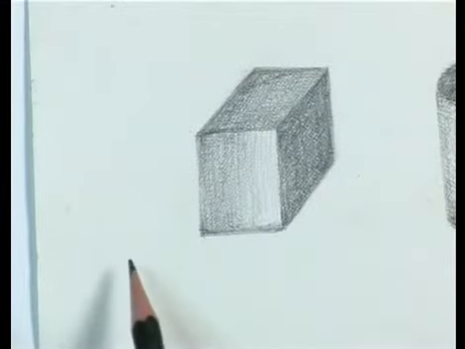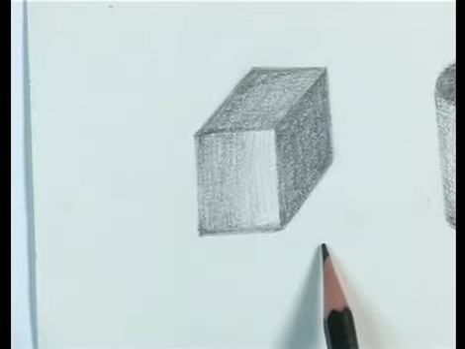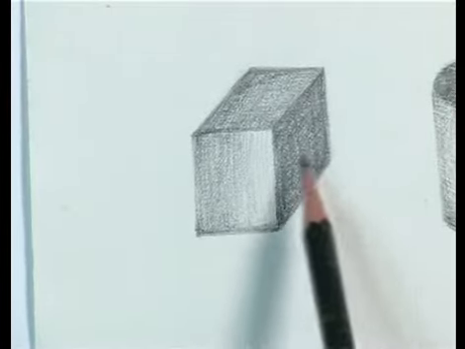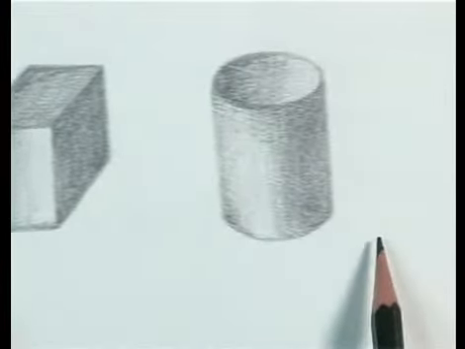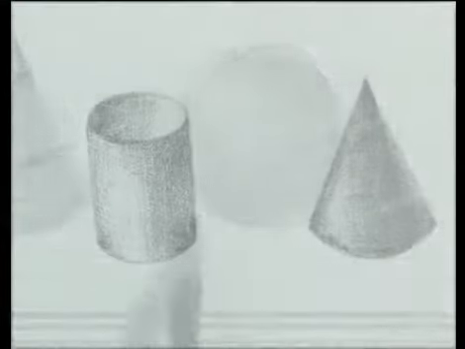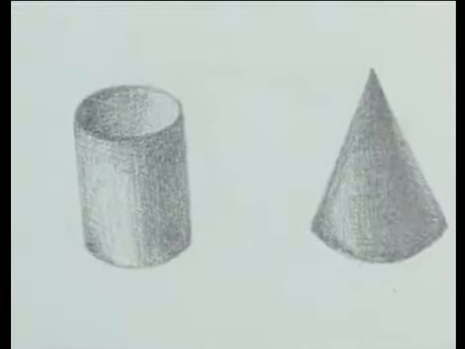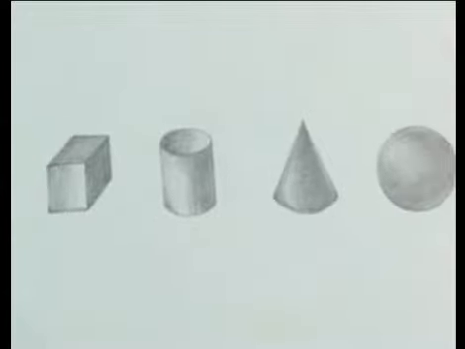It is quite possible to render an accurate drawing of a three-dimensional object using only shadow and light without the use of line. However, it is generally helpful in the beginning to seek out simple value patterns to help structure and organize more complex forms.